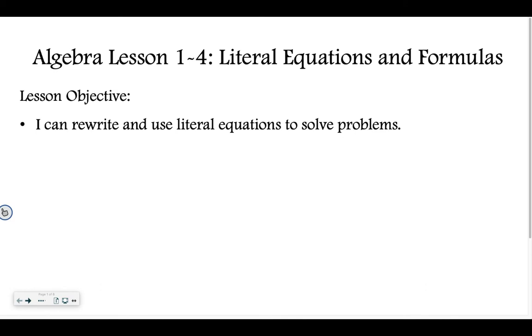Hello class, welcome to Algebra Lesson 1-4, which is all about literal equations and formulas. By the end of this lesson, you should be able to rewrite and use literal equations to solve problems.